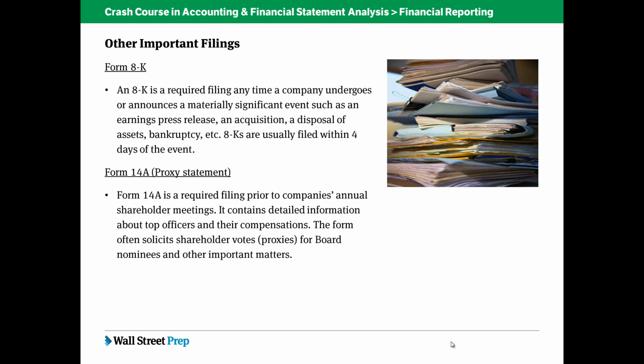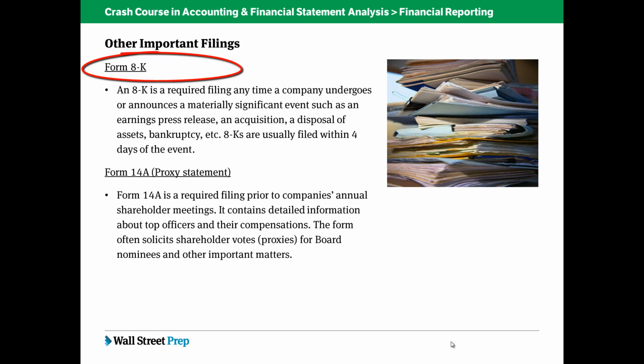There are other important filings which you're going to encounter. We'll talk about two of them real briefly. The first is the Form 8K, and this is really a required filing anytime a company undergoes or announces anything materially significant, but outside of the 10Q and the 10K filing date. So if 2 weeks after the 10Q is filed, a company announces a press release that they're going to acquire another business, that's going to be something that's wrapped up in a Form 8K and submitted to the SEC. Usually these are filed within 4 days of the event, and if you're talking about big companies, it's usually the next day or even the same day that there's a materially significant announcement.